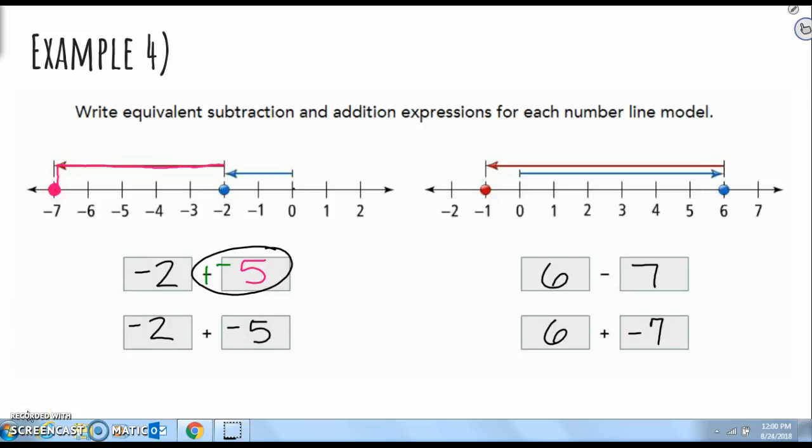The first number in our expression should be 6 because we moved from 0 to 6, so that was 6 units. From there, we took away or subtracted 7 units to get negative 1. If we rewrite this problem as addition, that would be 6 plus negative 7. Remember, with subtracting integers, we're going to add the opposite sign.